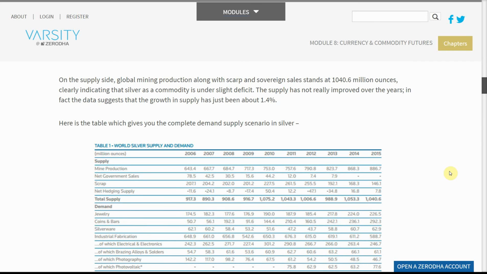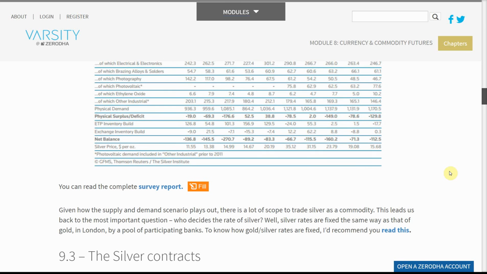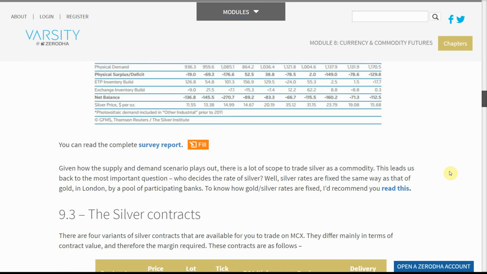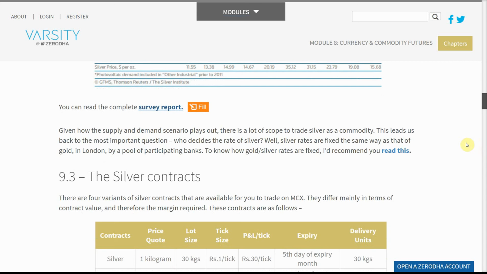Given how the supply and demand scenario plays out, there is a lot of scope to trade silver as a commodity. This leads us back to the most important question: who decides the rate of silver? Well, silver rates are fixed the same way as that of gold, in London, by a pool of participating banks. To know how gold-silver rates are fixed, I'd recommend you read this.